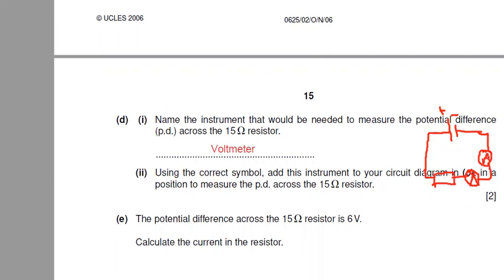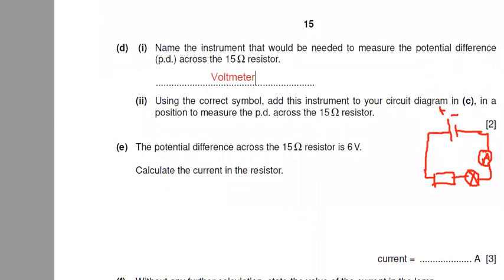Here is the 15 ohm resistor. So in order to add the voltmeter to measure the potential difference across it, we shall connect the voltmeter like this, across the 15 ohm resistor. Here is the 15 ohm resistor. The potential difference across the 15 ohm resistor is 6 volts.